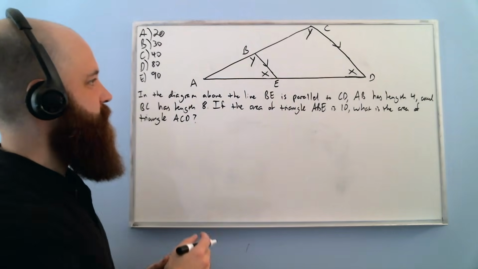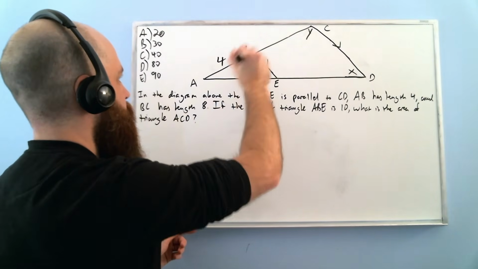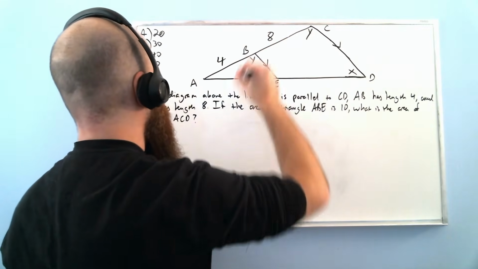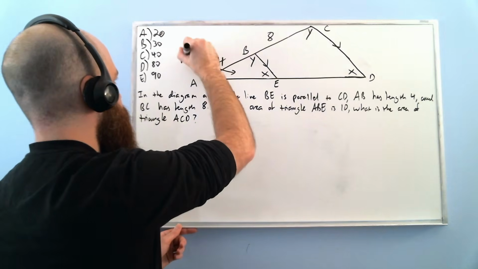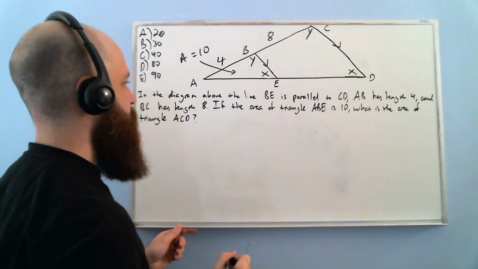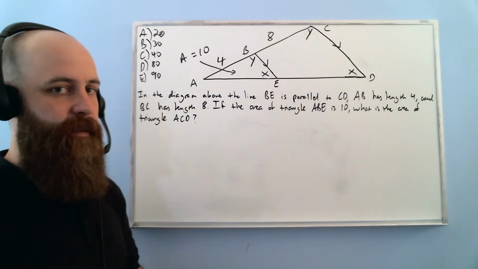Let's just get everything else down before we proceed. So AB is equal to 4, BC is equal to 8. Okay, and the area of triangle ABE is 10. Okay, so we're trying to figure out the area of triangle ACD.